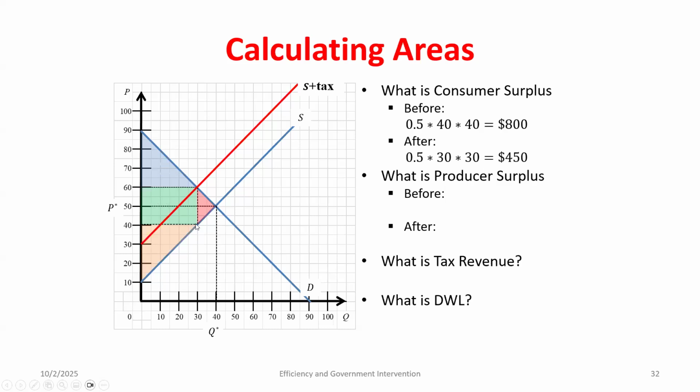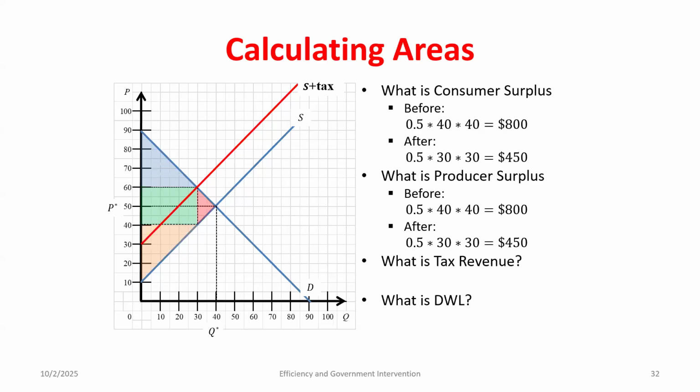Right? If I then look at the new price that sellers keep, it'll be the price the consumer pays minus that $20 tax. So the new producer surplus would be this orangish area, or 30 times a half, or 450. So in this example, if I look at the change in consumer and producer surplus, in both cases it was what?